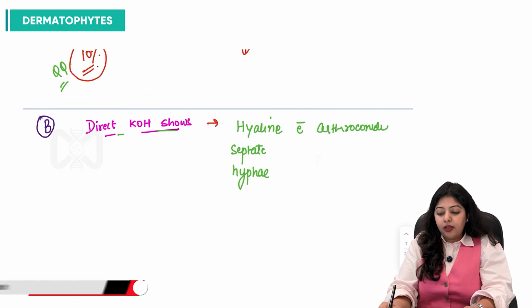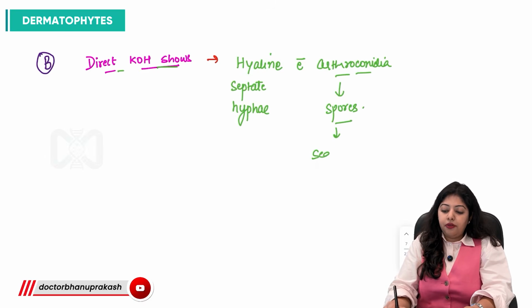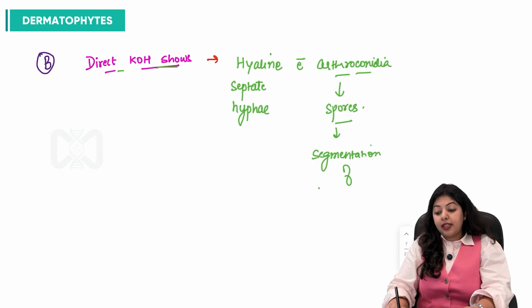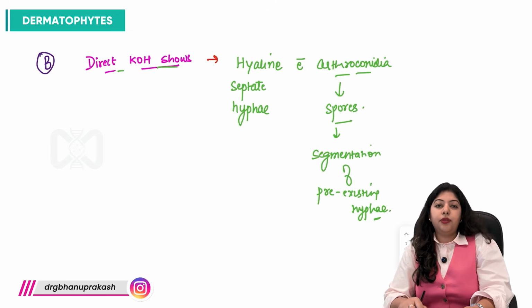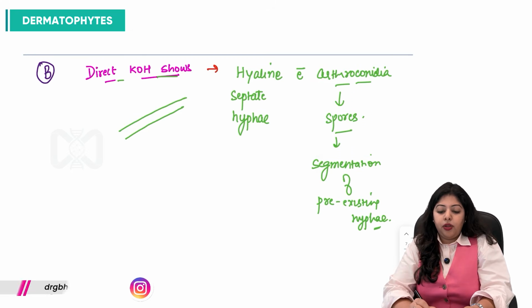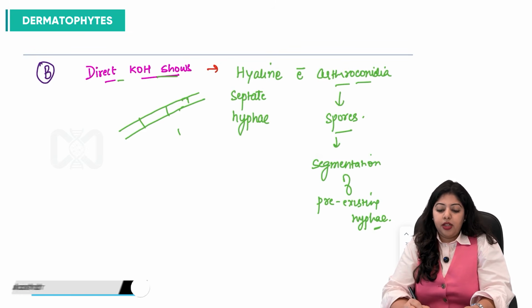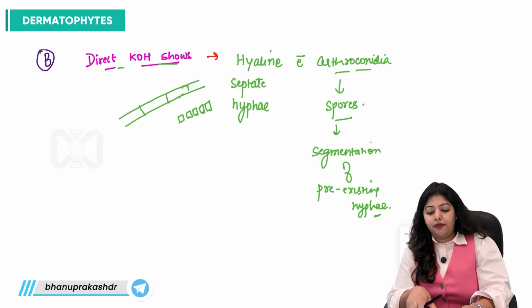Arthroconidia are nothing but the spores which are formed due to the segmentation of pre-existing hyphae. So in dermatophytes, the hyphae would always be septate, right? And we can also appreciate these arthroconidia. These are nothing but these box-like spores which are formed due to the segmentation of pre-existing hyphae, right?